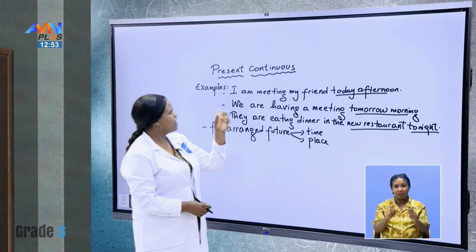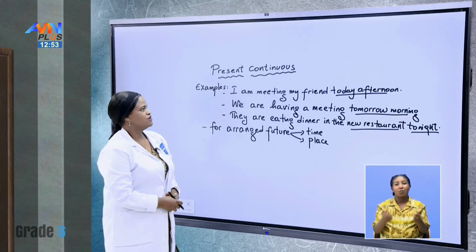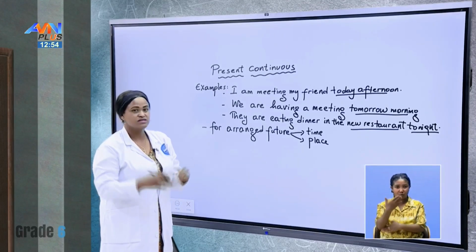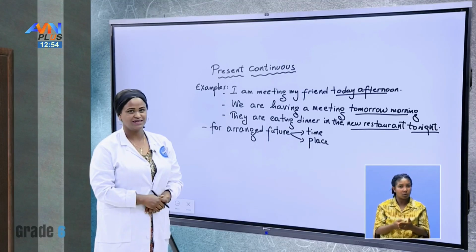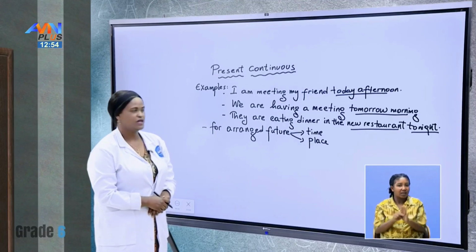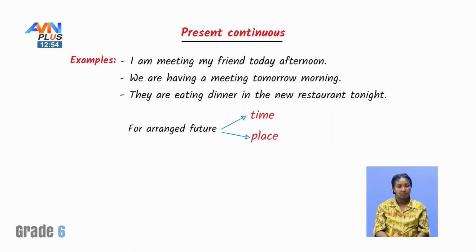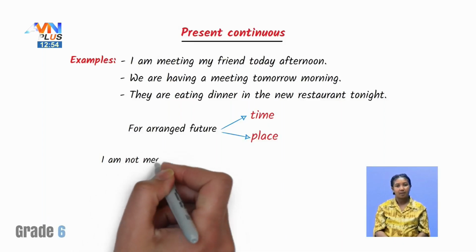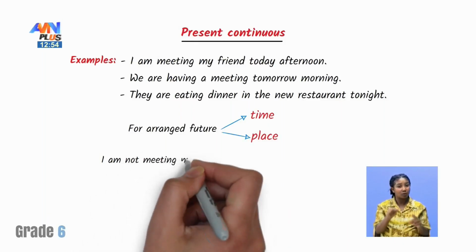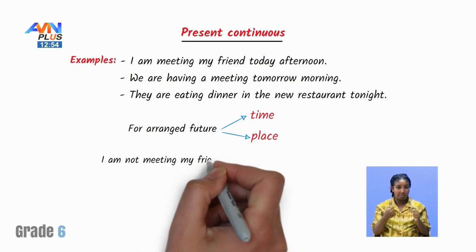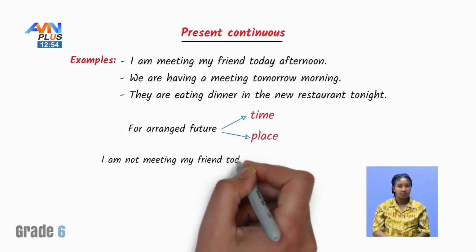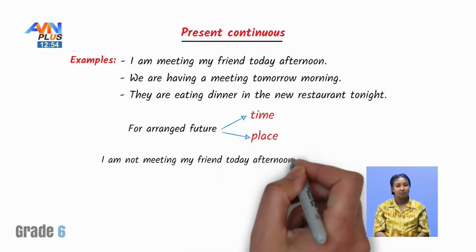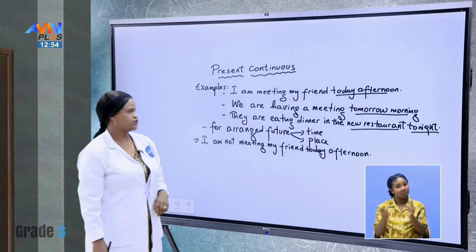All right, let's see, how are we going to make it negative? For example, when you say, I am meeting my friend today afternoon. Something happened, so you're going to change your plan. So how do we make it negative? I am not meeting my friend today afternoon.